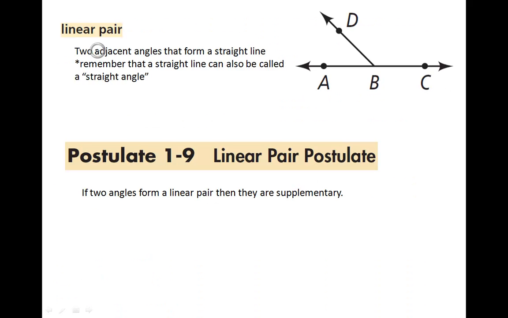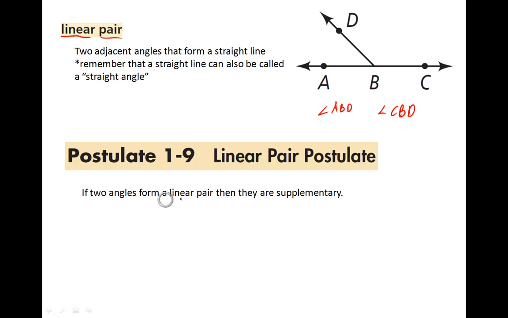Again, I use that term linear pair. Break that down. It's a line pair. It's a pair, and we're talking about angles. It's a pair of angles that form a line. And it's going to be adjacent angles. So, if you look at angle ABD and angle CBD, and don't forget, you can change the order there, you can call this BDA, you can call this DBC, they form a linear pair.